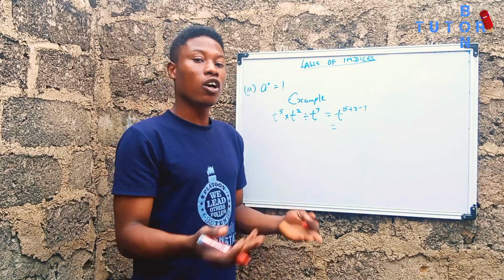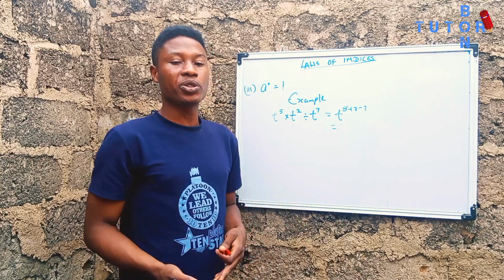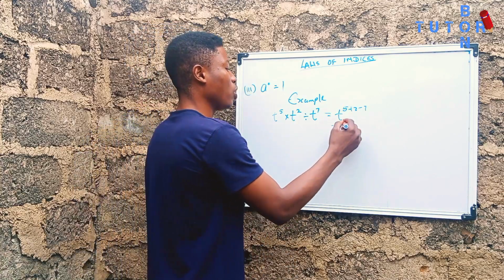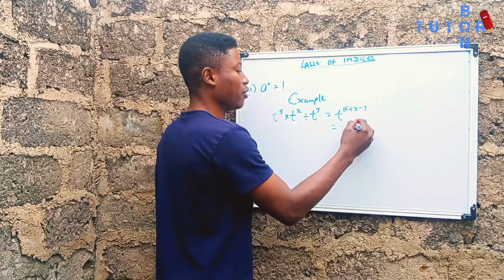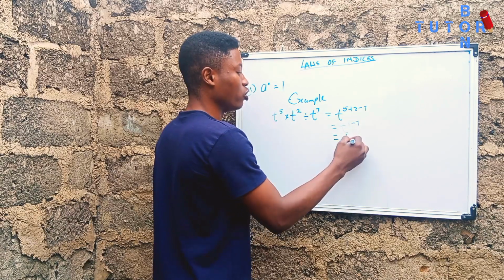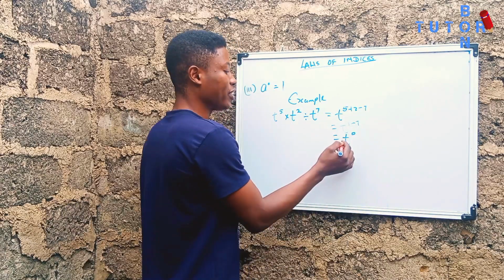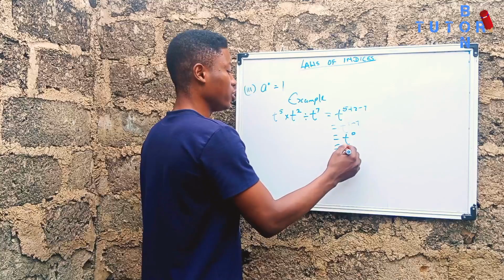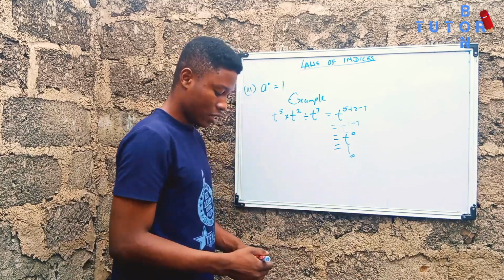And if you are to follow the law of BODMAS, we know that addition comes before subtraction. So you have t raised to power 7 minus 7. You have t raised to power 0. And we said anything raised to power 0 is 1, then your answer is 1.